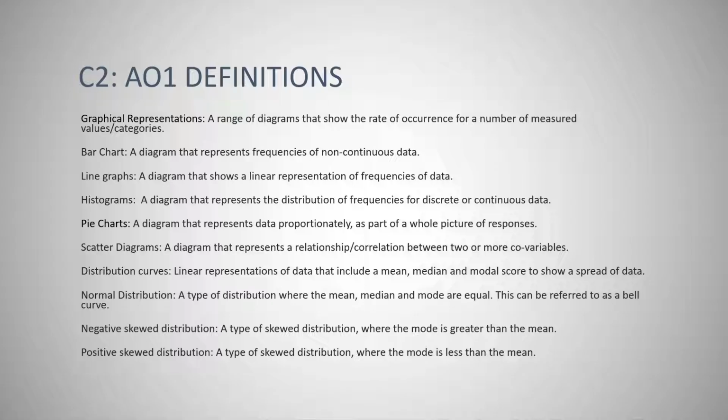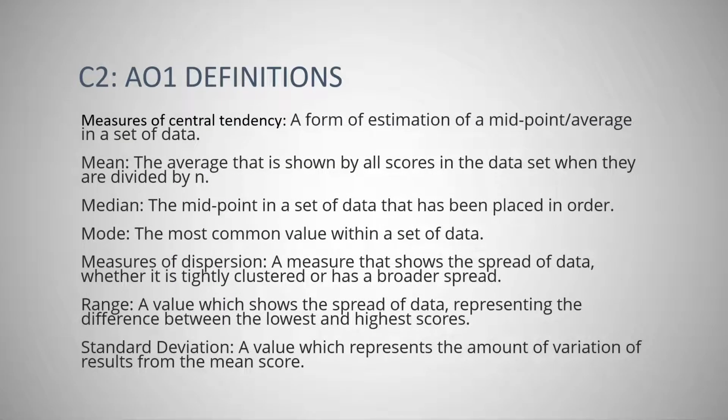Negative skewed distribution. These are a type of skewed distribution where the mode is greater than the mean. A positive skewed distribution. These are a type of skewed distribution where the mode is less than the mean, so the mean is greater. So measures of central tendency.